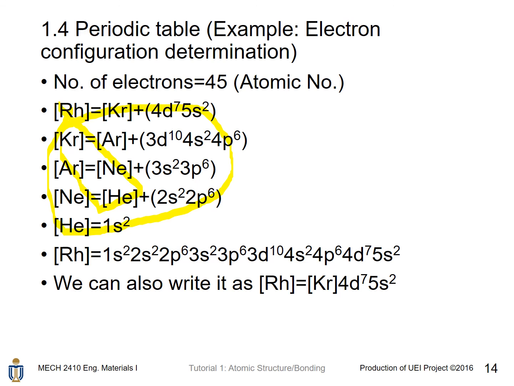For rhodium, we just add back: helium is this, neon is basically this one, argon is basically this one, krypton is basically this one. For rhodium, there are 9 electrons left, or 9 electrons more than krypton's electron number. And how can we arrange them? We can observe it by the blocks. And using the block concept, we find the electron configuration of rhodium is this one. And we can also write it this way.